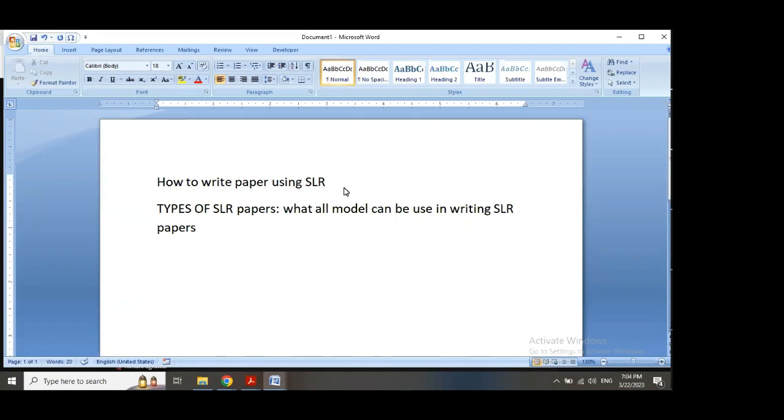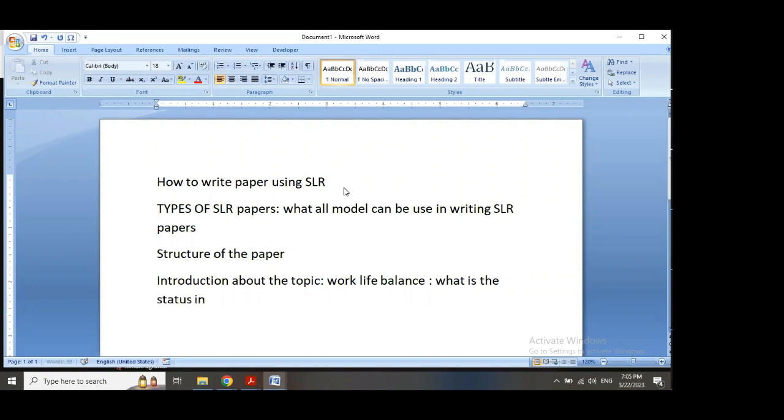So what is the structure of the paper if we are writing an SLR? This is very, very important. So what all can you put when you are writing a paper on SLR, right? First, as usual, we all know that there is an introduction about the topic. Let's say we are writing a paper on work life balance, so the introduction is about what is the status in the world about work life balance. So this is the initial thing that we'll be talking about.